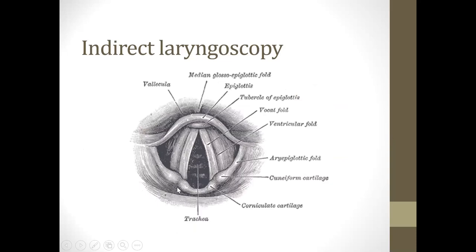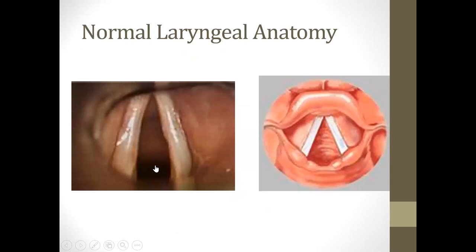So the space between your true vocal cords, as you can see now, is what we call the rima glottidis. And this space is open when you're breathing, partially closed when you're talking, and completely closed for protection of your airway. This is the normal image that we should see in clinic.